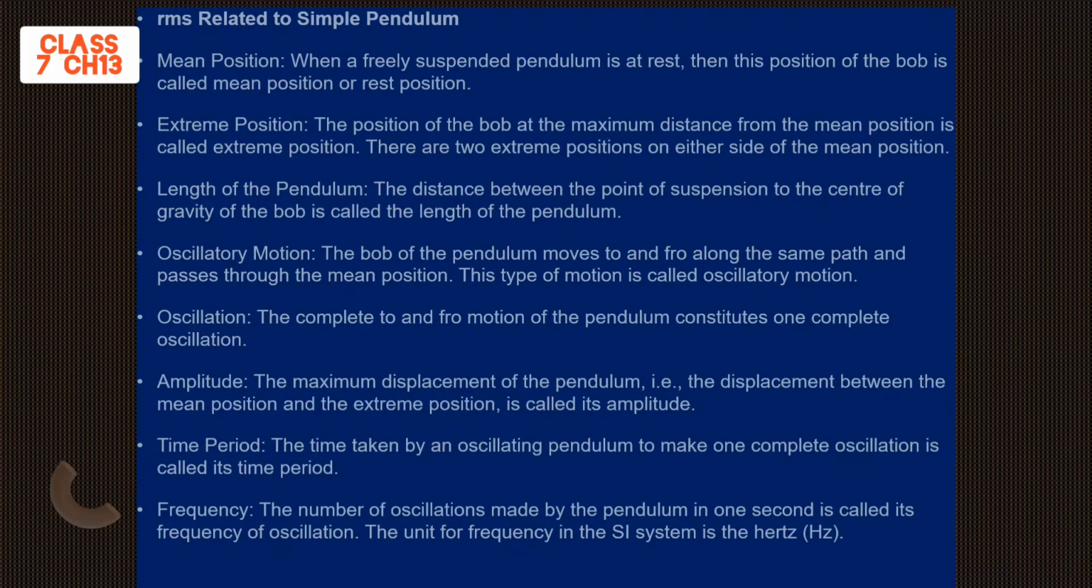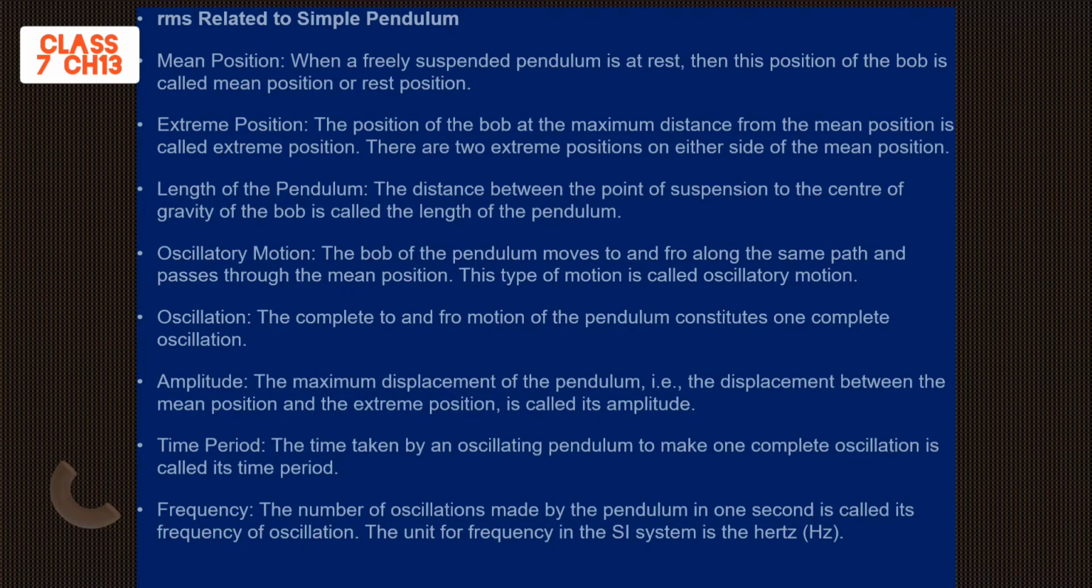Coming to oscillatory motion, the bob of the pendulum moves to and fro along the same path and then it passes through the mean position. This type of motion is called oscillatory motion. Coming to oscillations, the complete to and fro motion of the pendulum constitute one complete oscillation. Coming to the amplitude, the maximum displacement of the pendulum, that is, the displacement between the mean position and the extreme position, is called its amplitude.